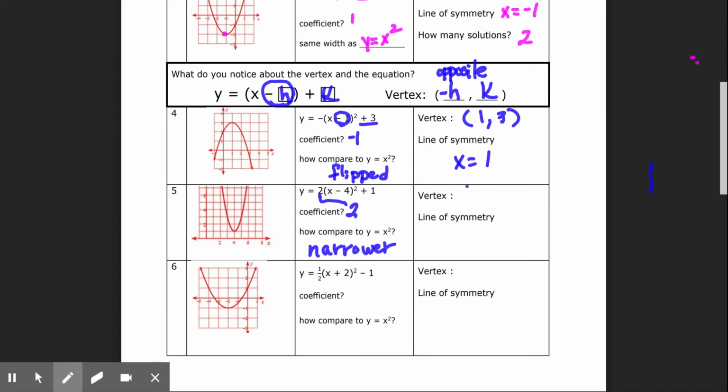All right, so your vertex. If this is a -4, it's going to be a +4, and then that +1 is going to stay the same. Then your line of symmetry is x equals 4.